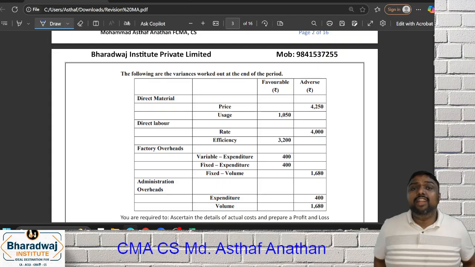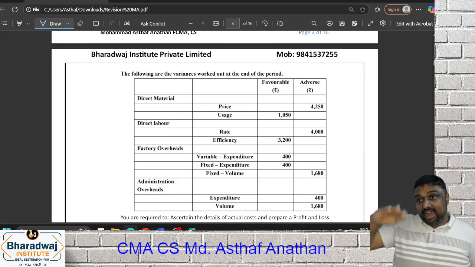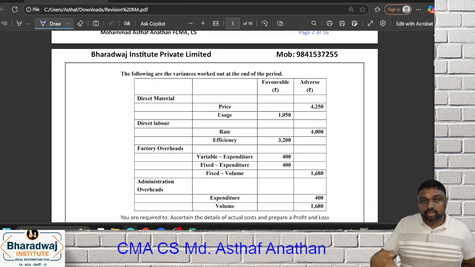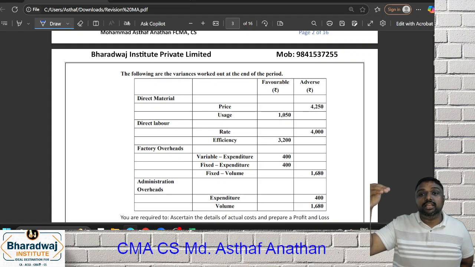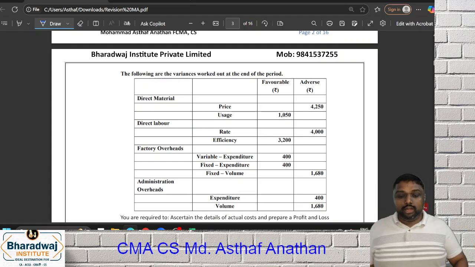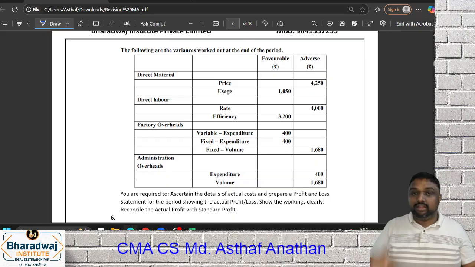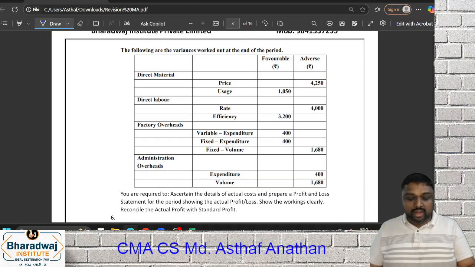What is meant by adverse? Adverse means price is increased. That is, what you planned in the standard, in that the price is increased. What is meant by favorable? It's good. Your cost is reduced. So adverse means cost is increased. Favorable means cost is reduced. That is the one point you have to remember. In the same way labor also, rate and efficiency, cost increased, cost reduced. Factory overhead variable also we have, fixed, admin also there.